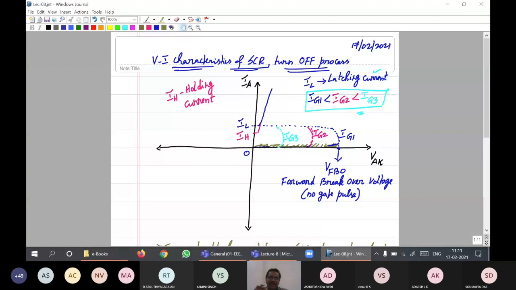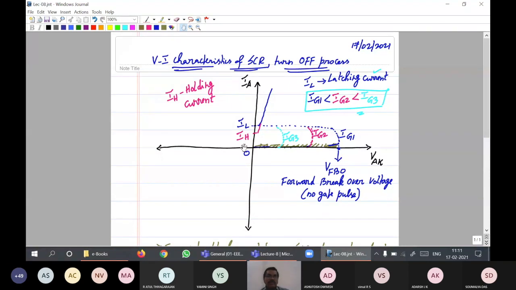So an ant biting a grown elephant is nothing. That is holding current for you. Okay, 10 milliamperes for 100 ampere SCR. So if you want to turn off the SCR, understand this way, bring down the anode current to 0. You understand this way, but when you tell it technically, it should be less than the holding current value.